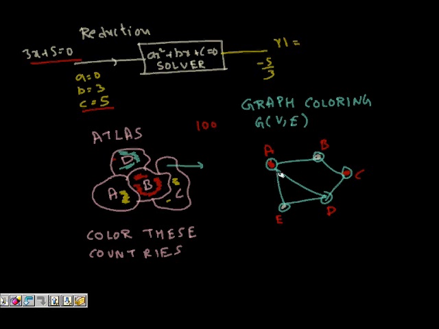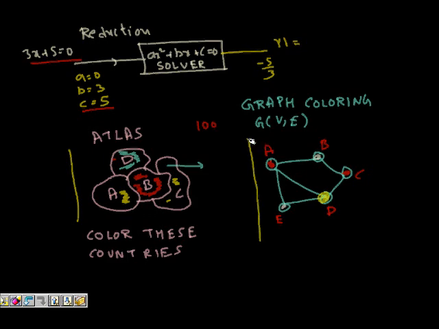And in fact, can I assign it to D? No, I cannot assign red either. So I will assign something yellow. So I assign yellow to this one. So three colors are sufficient to color this graph, and no neighbors are having the same colors. So you can transform this atlas problem into this graph coloring problem.